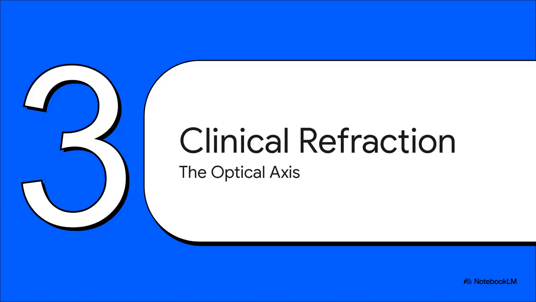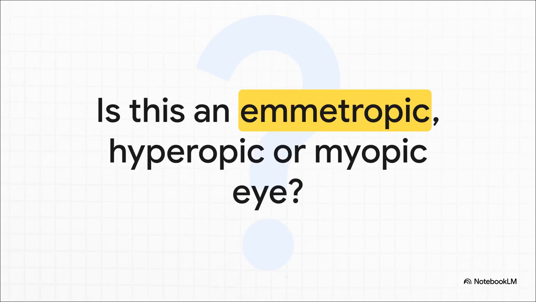Section 3. Clinical refraction and the eye. Let's make this biological. Okay, I want you to actively recall what we've just covered for a second. Here is a classic OCAP-style bonus question. Picture an eye where parallel incoming light enters the cornea and lens, but the secondary focal point physically lands behind the retina. Is this an emmetropic, hyperopic, or myopic eye? Pause for a second, think about it, and lock in your answer.